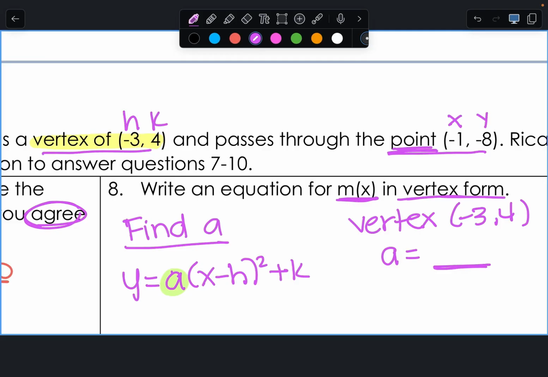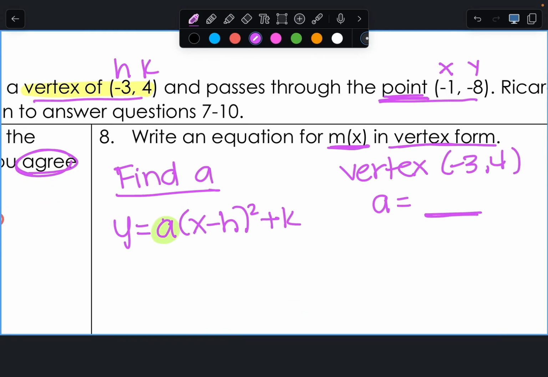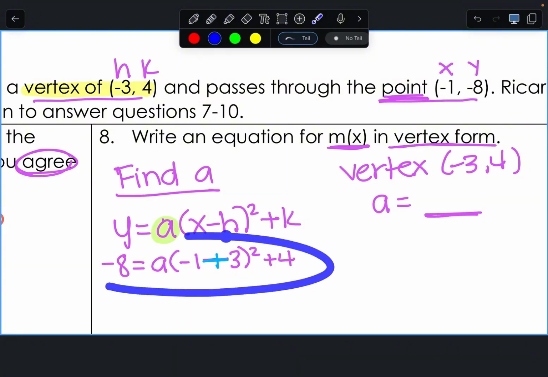So now I plug in all 4 numbers. What do I replace Y with? -8. A is something that we're not replacing because that's what we're looking for. What do I replace X with? -1. Okay, and then minus, what is H? H is -3. Those two negatives will combine to make a plus sign. Squared, and then what is K? 4. So notice, now we have all numbers except for A.